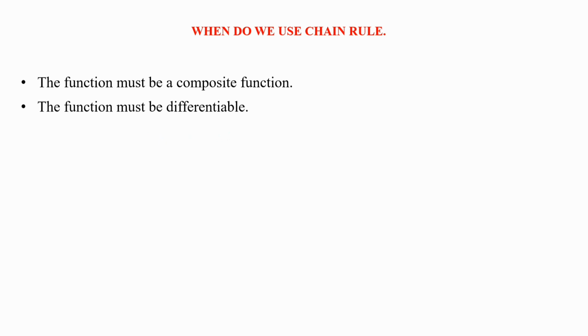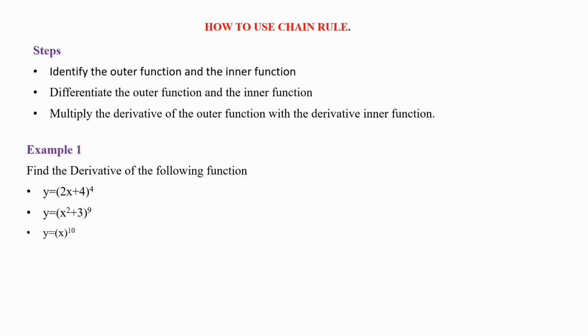Now, the question is, how do we use the chain rule of differential calculus? Since chain rule is employed in differential calculus when we are told to differentiate a composite function, the first step is to identify the outer function and the inner function. The second step, we differentiate the outer function and the inner function. Then the third step is to multiply the derivative of the outer function with the derivative of the inner function.